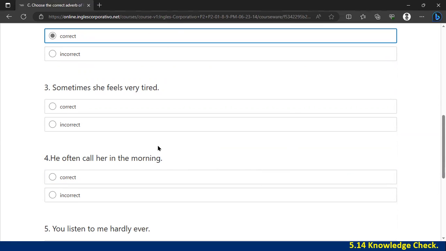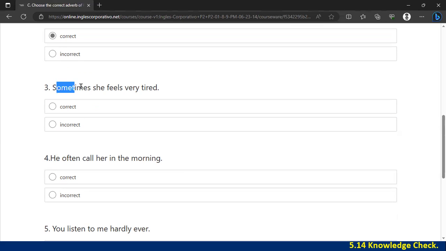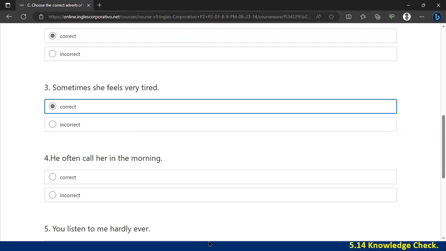Well, we were saying that sometimes can move. It can move to the beginning, to the middle, or to the end. Okay? So I can say, "She sometimes feels tired," "Sometimes she feels tired," or "She feels very tired sometimes."